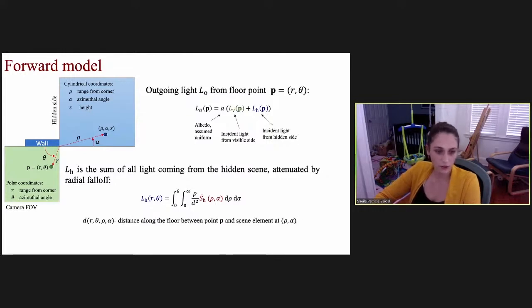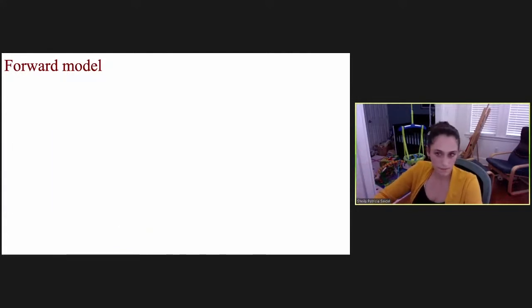You can see the d squared in the denominator, where d is the distance along the floor between point P and scene element at range rho and azimuthal angle alpha. And here, S_H bar is that 2D plan view that we seek to recover with our algorithm. You can see we're integrating out across height z.